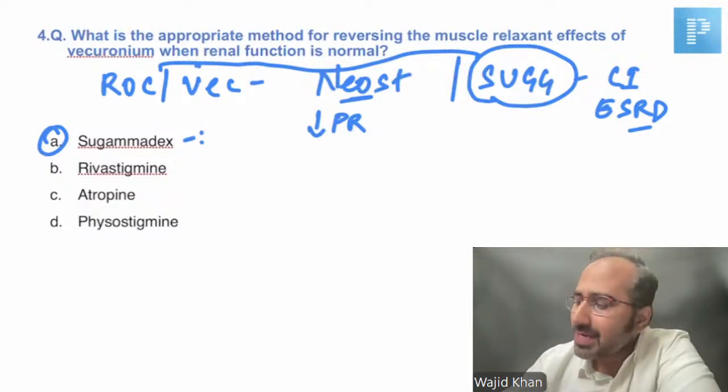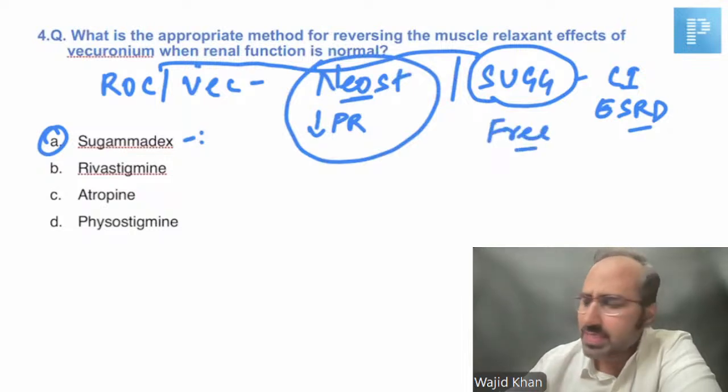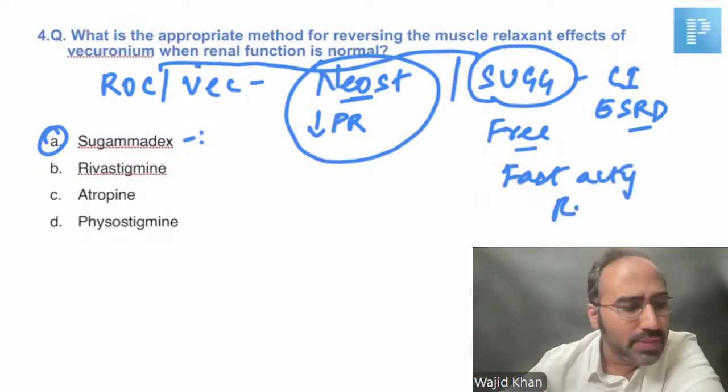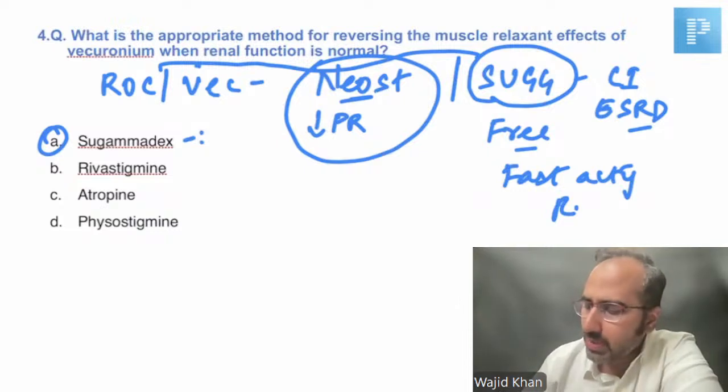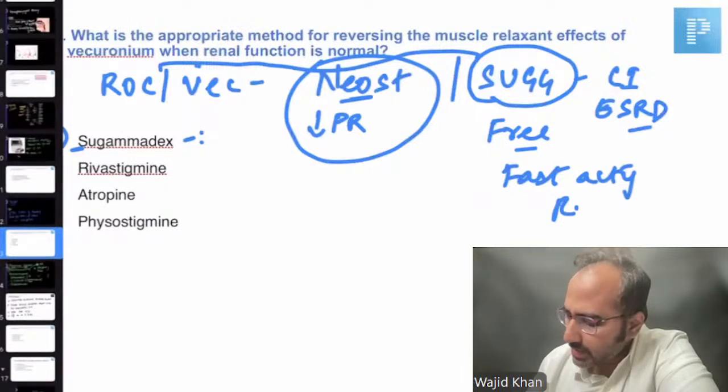So neostigmine has some cholinergic side effect, but sugammadex is free from cholinergic side effect, and it is a very fast acting reversal agent. So it's basically used for rocuronium and vecuronium. Okay, so this was regarding the vecuronium, right?